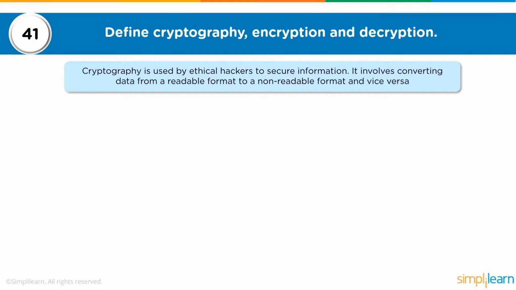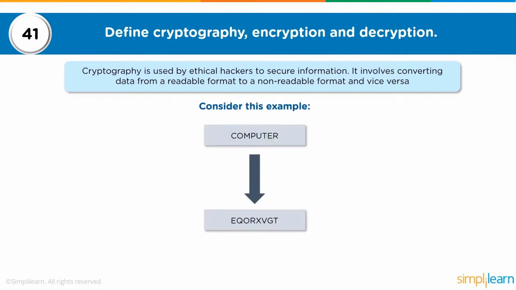So it involves converting data from a readable format into a non-readable format and then reversing it back to readable format again. For example, the word computer is now scrambled into looking like an unreadable format. Now, if you look at this word that it has been scrambled into, it would be very difficult for a human to figure out what the actual word was.